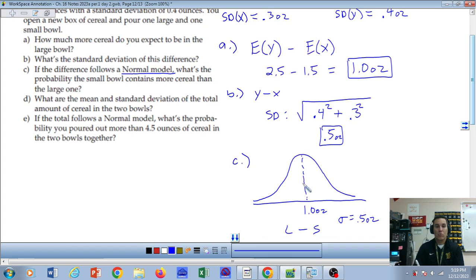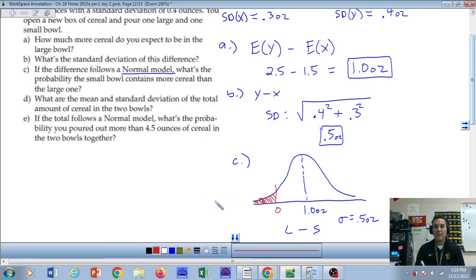Okay, they asked you what's the probability the small bowl contains more than the large bowl? You've got to think, where would that be on your normal diagram? Small bowl contains more than the large bowl: that would mean the S number would be bigger, the L number would be the smaller one. So when you do the subtraction, if S is the bigger number, you're getting negative numbers. So basically, they're asking you to figure out the probability that you're a negative number, because whenever you get a negative number, that meant the small bowl had more cereal than the large bowl. So your boundary is at 0, and you're to the left on that one.